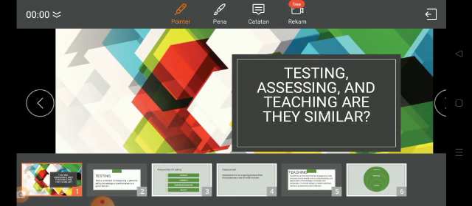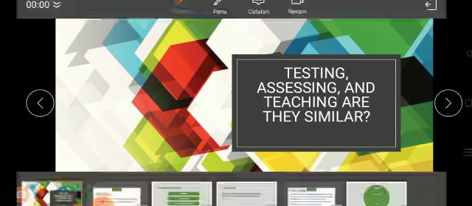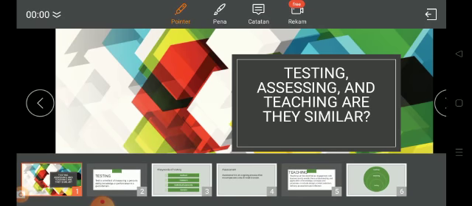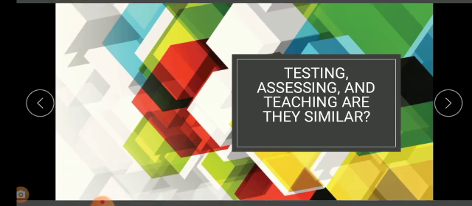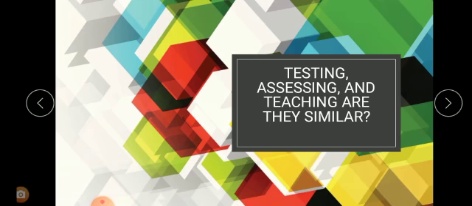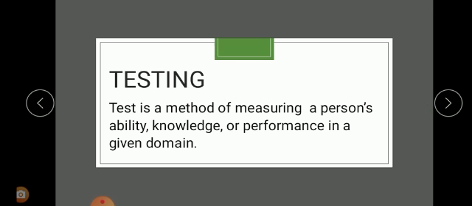Well, there are three famous terms in language assessment. It is testing, and then assessing and teaching. Are they similar or different? Let's check it out together.